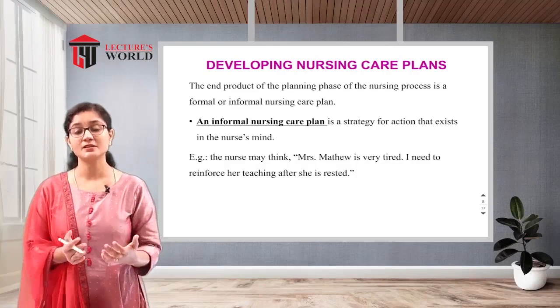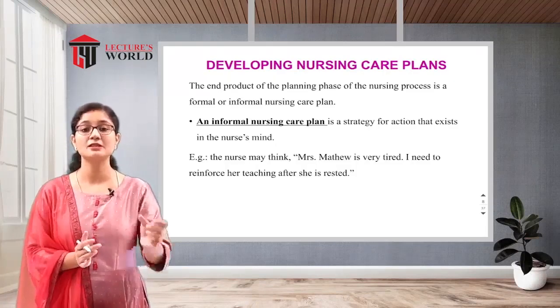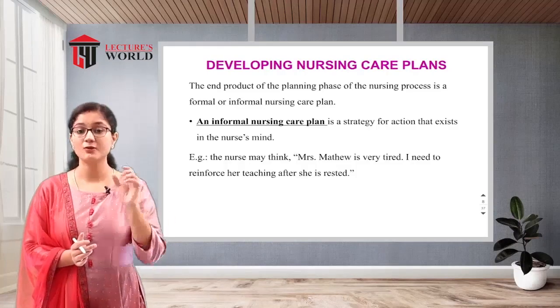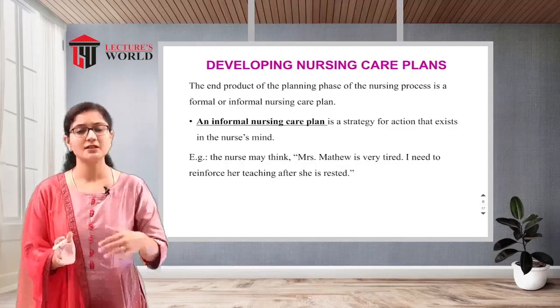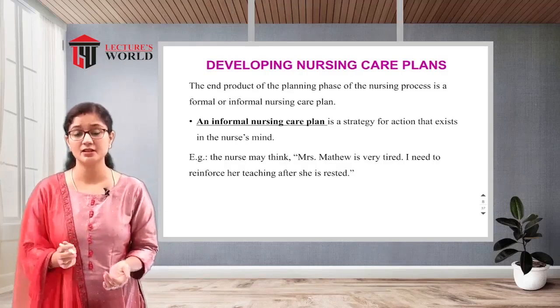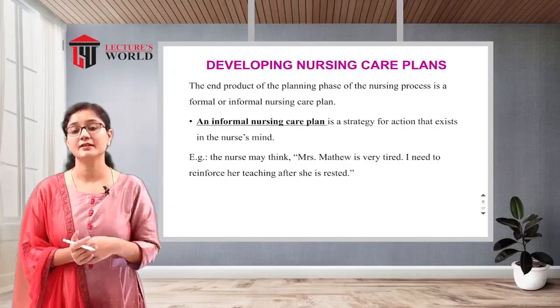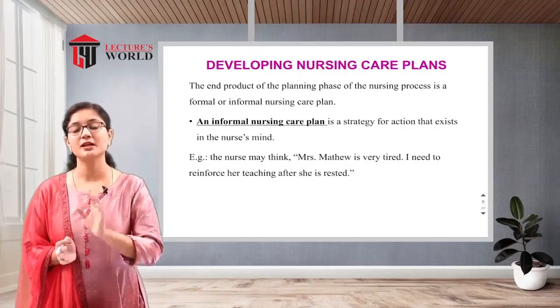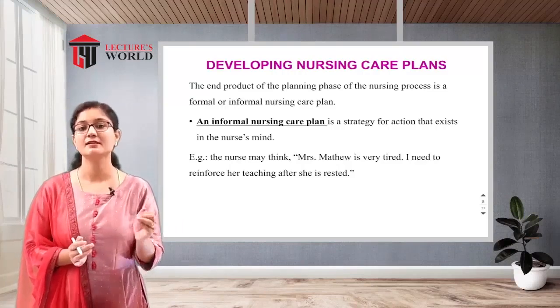Now sometimes in a few good hospitals, when you start working as a staff nurse, you keep a record of what all care you have planned for your patient. But in a few hospitals, nurses are not writing everything in detail. So how she is planning all the care is always kept in her head. She plans it out: this is a problem, I will care in this way. That is called an informal nursing care plan.